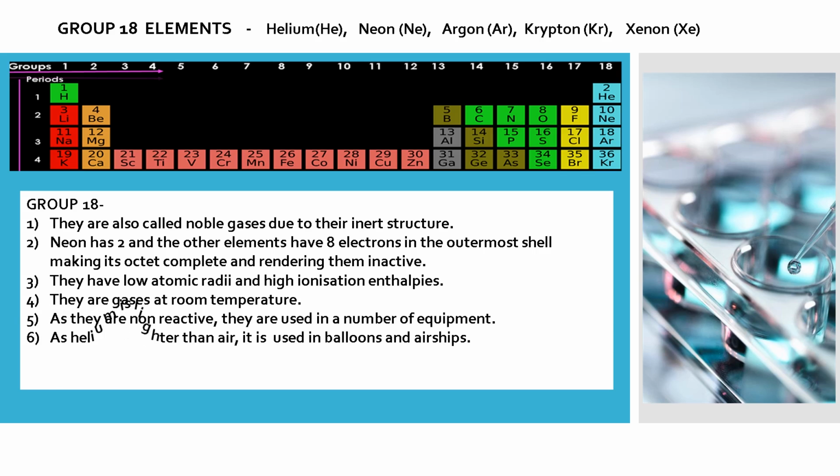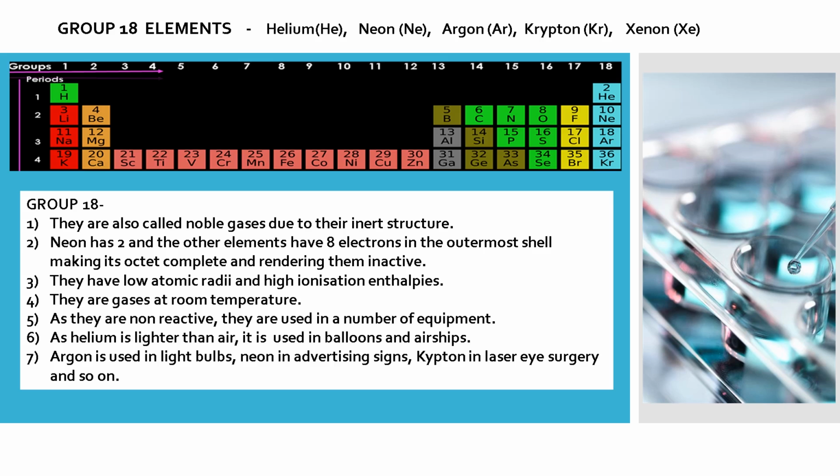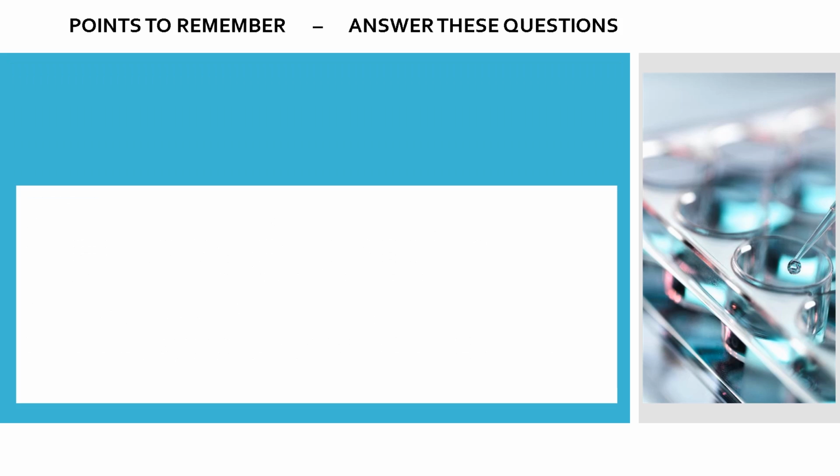As helium is lighter than air, it is used in balloons and airships. Argon is used in light bulbs. Neon is used in advertising signs. Krypton is used in laser eye surgery and so on. So we come to the end of this particular module. Let us get to the question answer section. So here are some questions which will help you to remember the most important points you learned here.